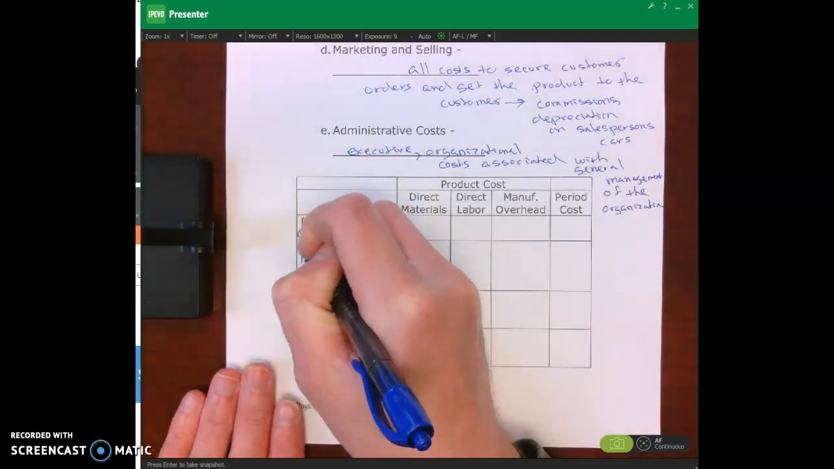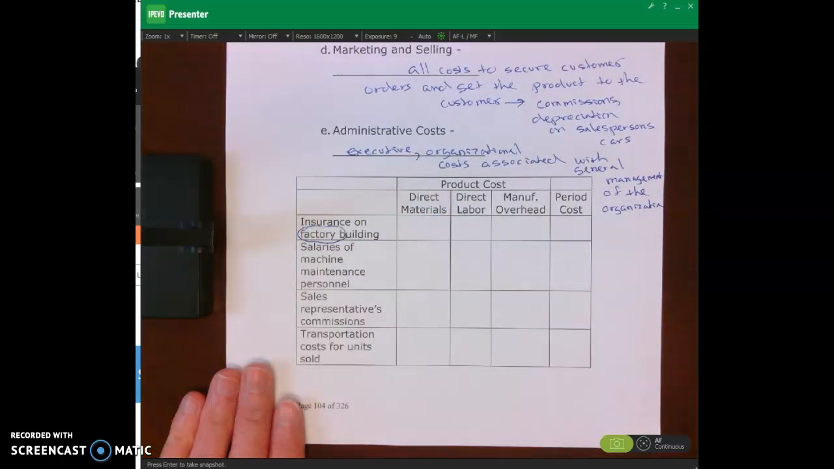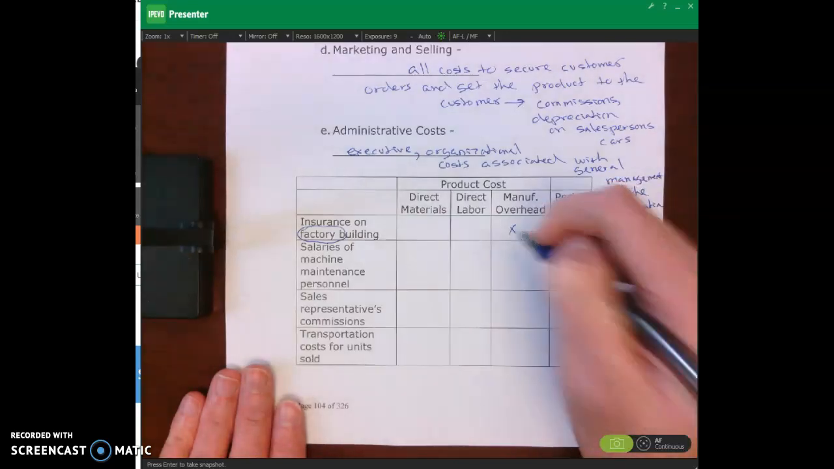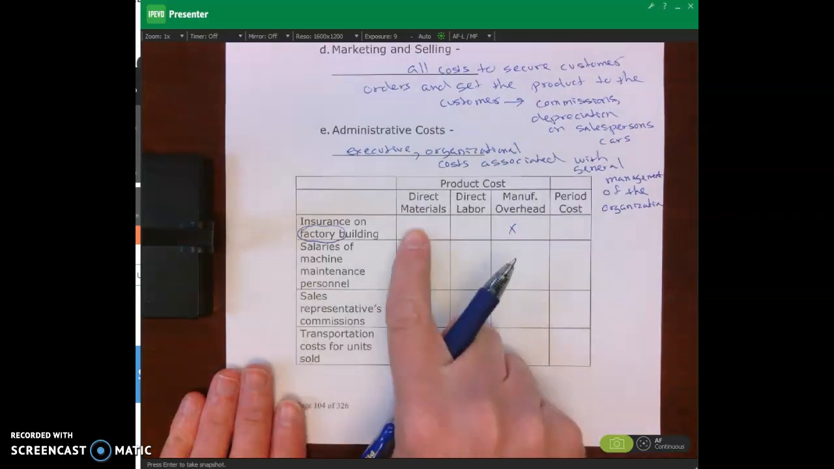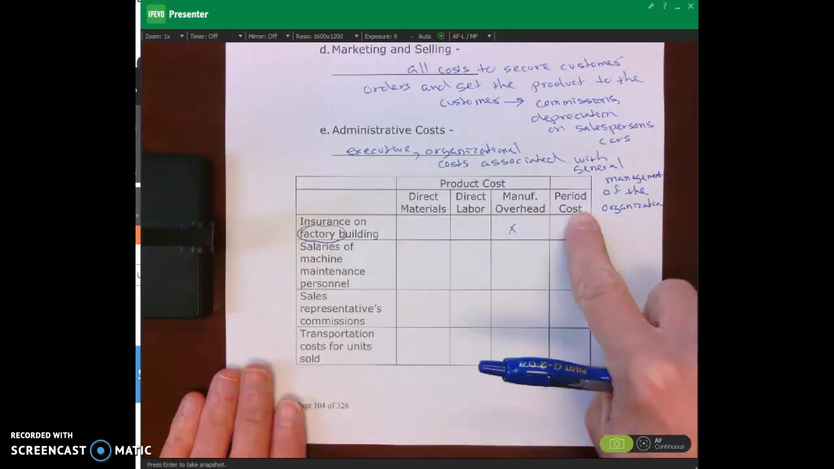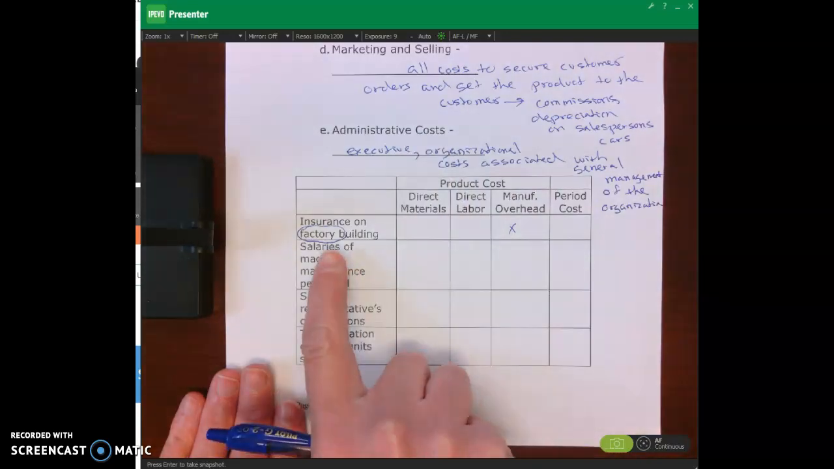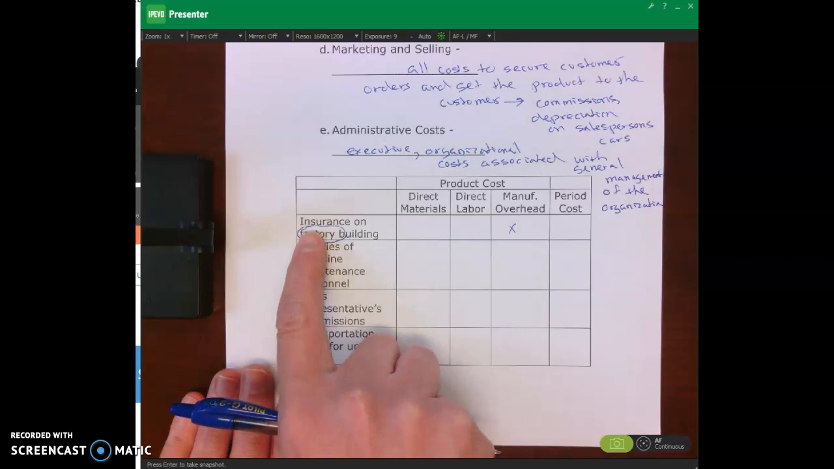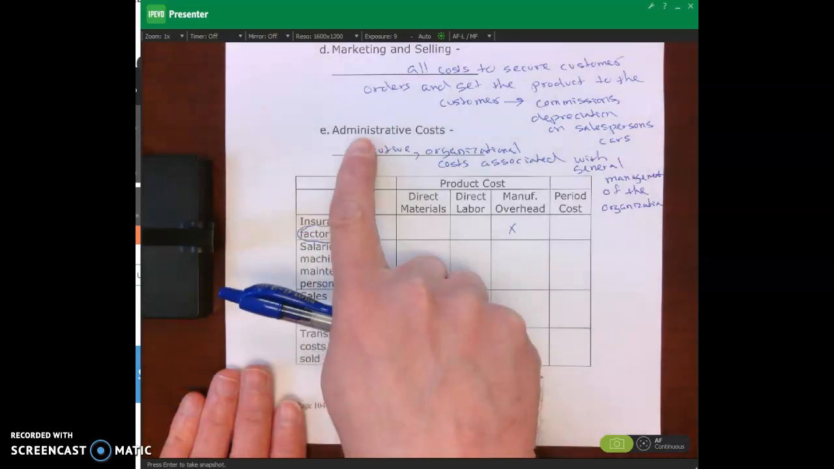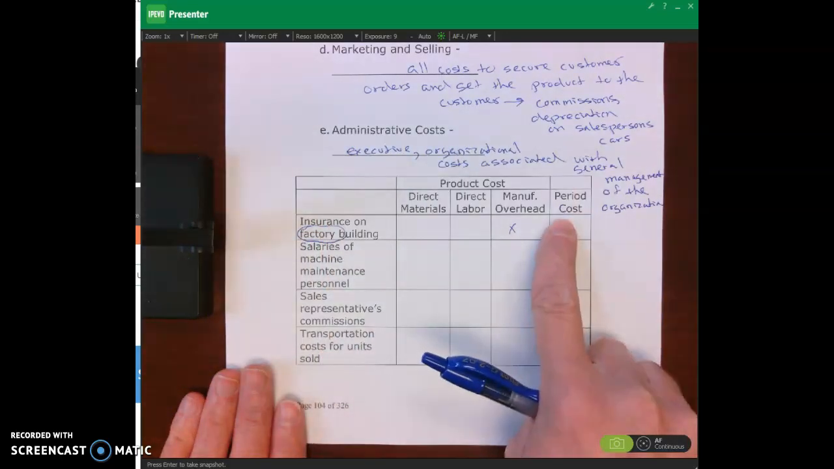Remember, the key word there is factory. And we know that insurance on factory building is an indirect cost, therefore it's manufacturing overhead. It's not direct materials, it's not direct labor, and it's not a period cost. It's not an administrative period cost because it says factory. If this said insurance on corporate headquarters, it would be administrative, which is a type of period cost.